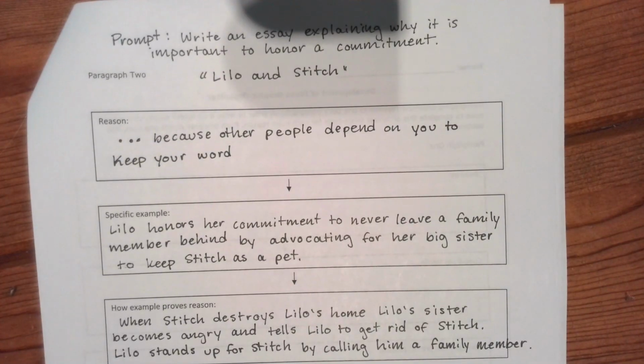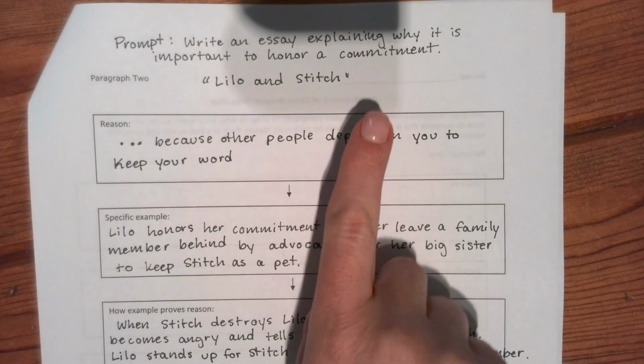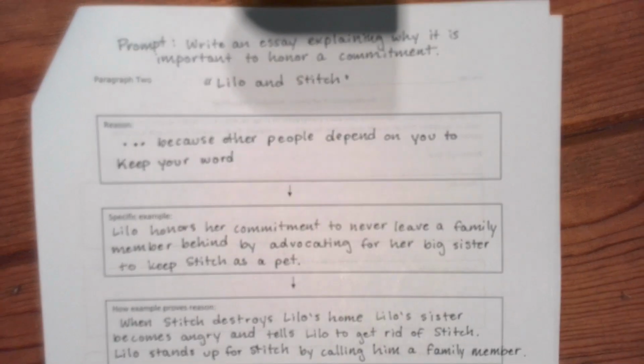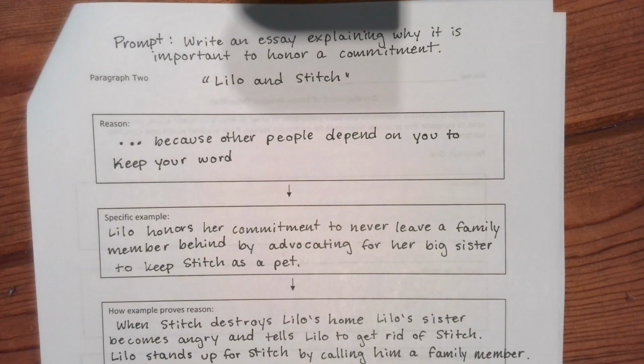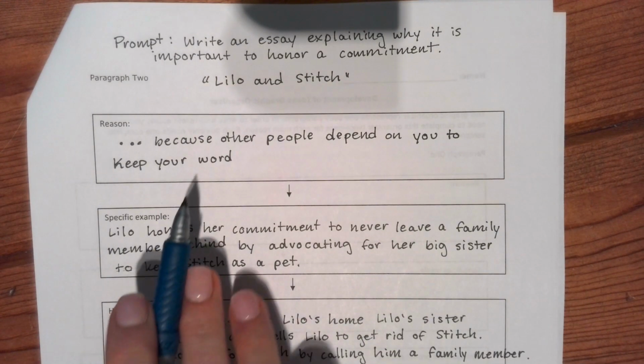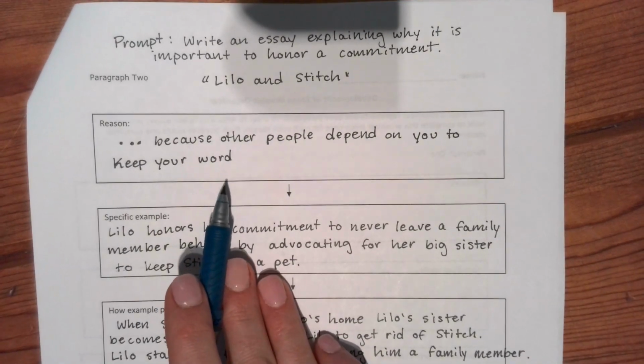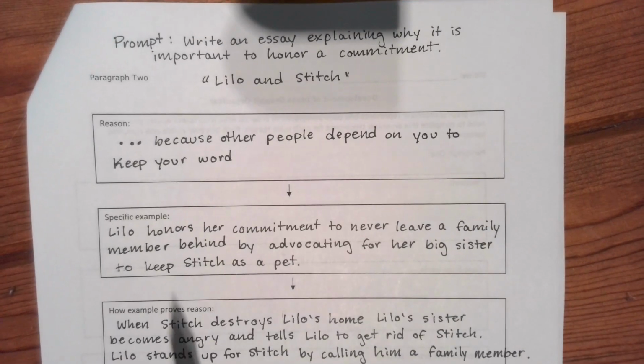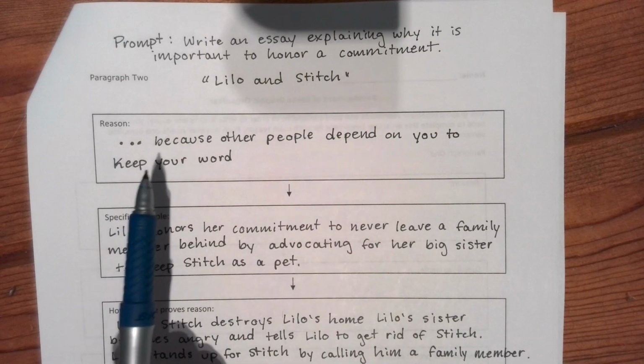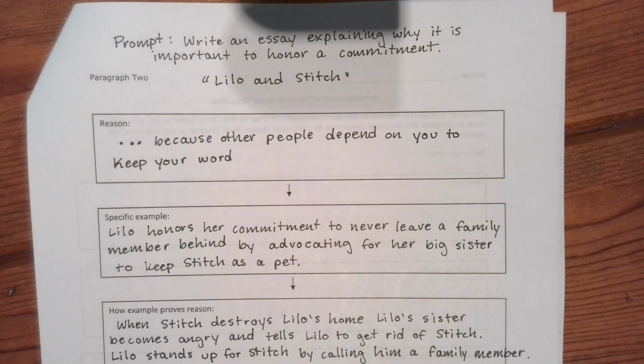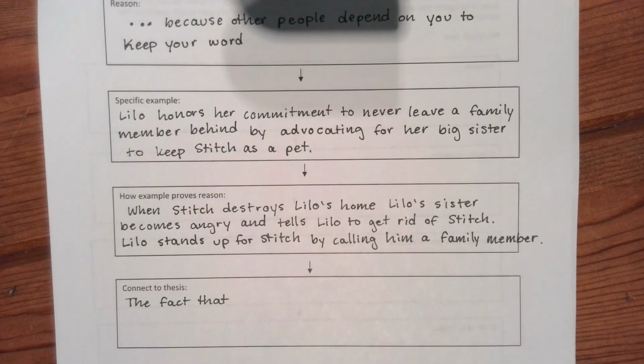All right, we're going to do one more example on page 9. Stick with me. So we're using the same prompt. This would be our second body paragraph. And we're going to look this time at Lilo and Stitch. Okay, so we said that second half of our thesis statement is, why is it important to honor a commitment? Well, it is important to honor a commitment because other people depend on you to keep your word. All right, our first example says Lilo honors her commitment to never leave a family member behind by advocating for her big sister to keep Stitch as a pet.